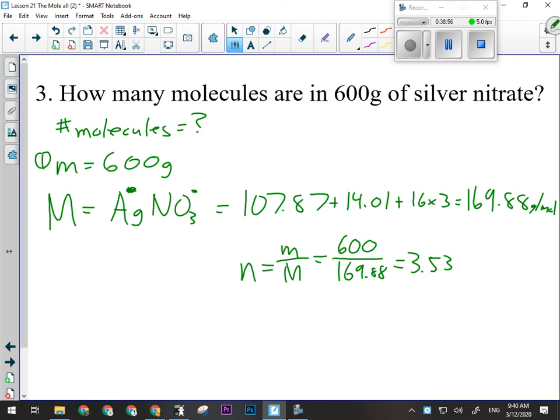So now I know the number of moles. The question wants to know the number of molecules. So I know the number of moles, and I know that this number is the number of molecules in 1 mole.